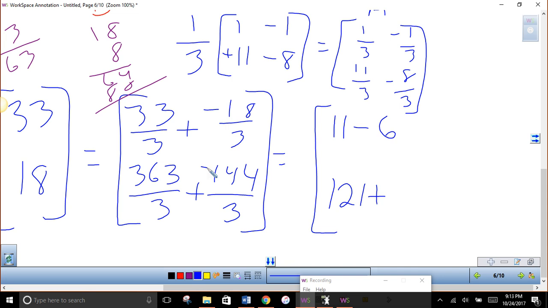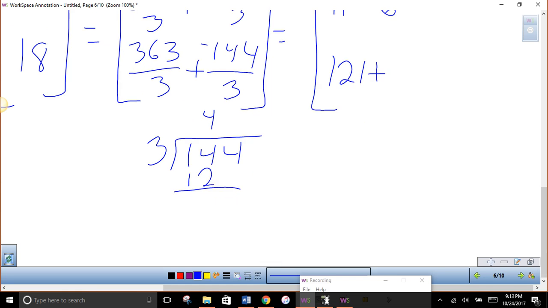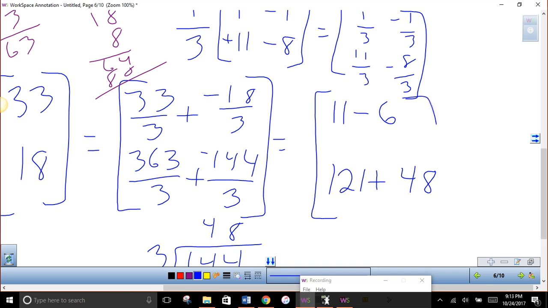144 divided by 3, remember, if you need to, you can always old school it and long division it. 3 goes into 14 4 times. 4 times 3 is 12. Subtract those and I get 24. 3 goes into 24 8 times. My answer is 48.